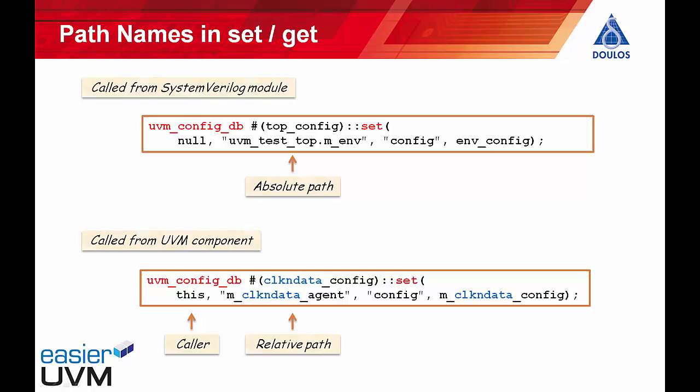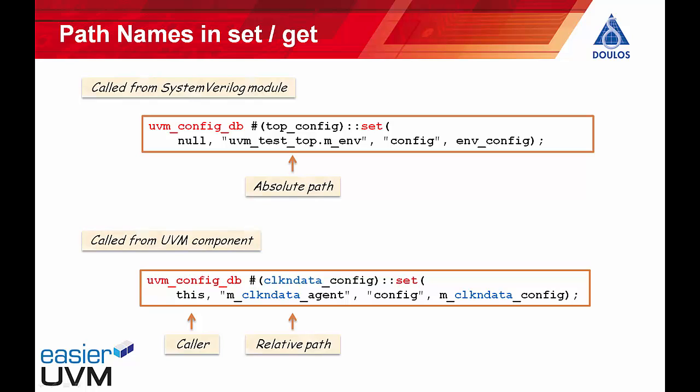If you're calling set from another UVM component, then the first argument should always be this, that is a reference to the calling object, and the second argument will then be a relative path name. And the scope is going to be determined by concatenating the full name of the caller with this relative path name.